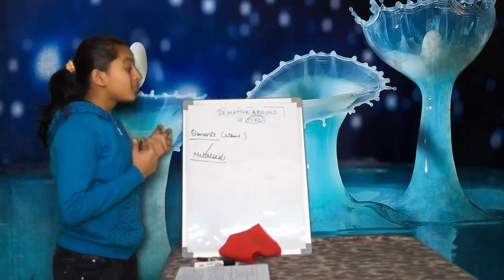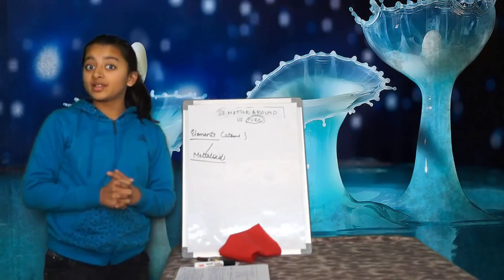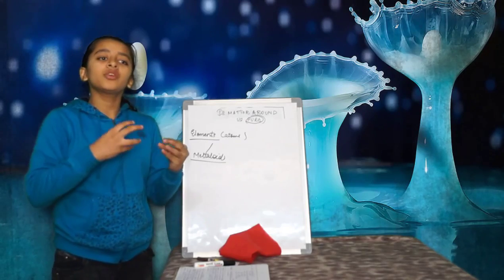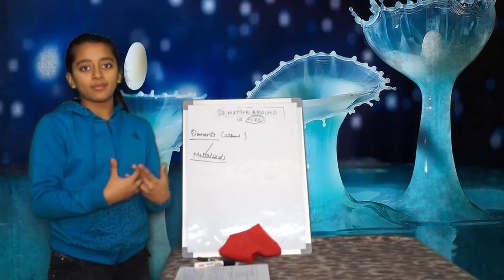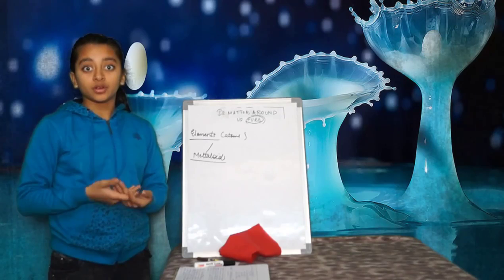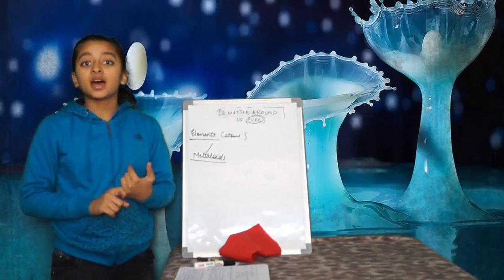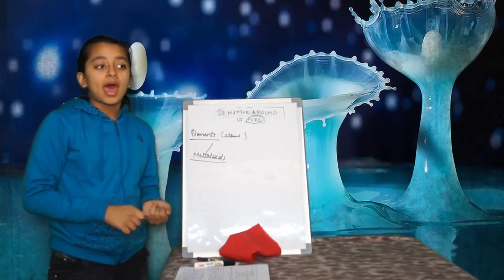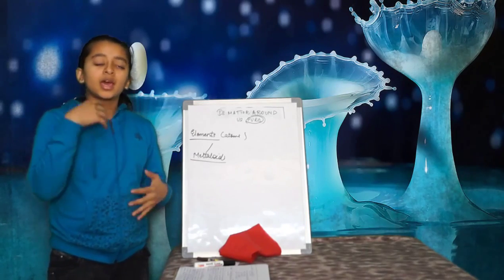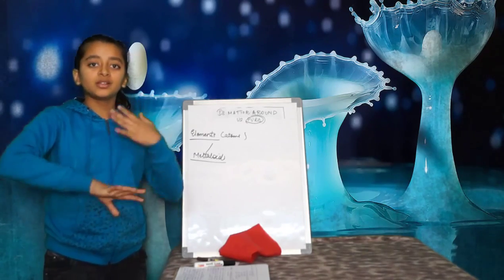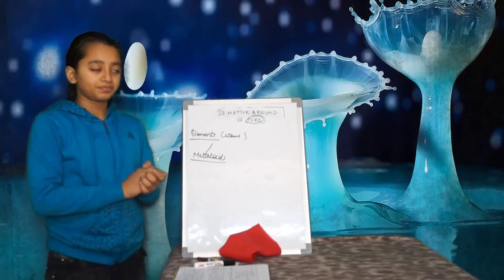Okay friends, so after discussing the properties of metals and non-metals, I'm just going to give you a quick recap of them. Metals are good conductors of electricity, they are sonorous, they are ductile, they are malleable, and they are solids. And the same goes for non-metals, but in a reverse manner.